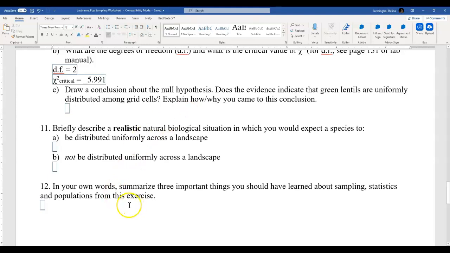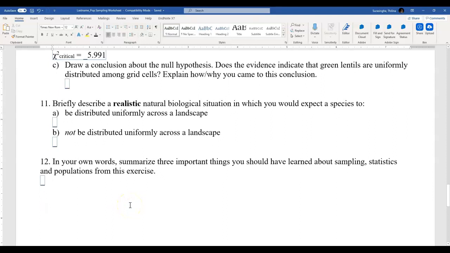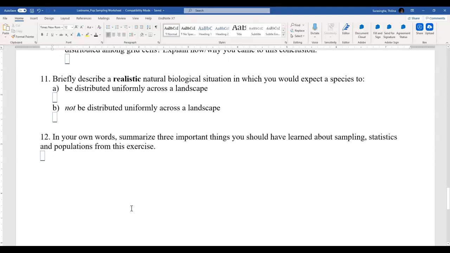In your own words, summarize 3 important things you should have learned about sampling. Well, I've taught a lot today. So you tell me about what you learned about sampling, what you learned about statistics, what you learned about populations. Anything. It shouldn't be nothing. It should be something correct. I want 3 distinct things. What did you learn about sampling error? What did you learn about how to avoid it? Why are statistical tests important? Why are average, mean values themselves less reliable? So anything that you learned today, I want to hear. Okay, that's it.